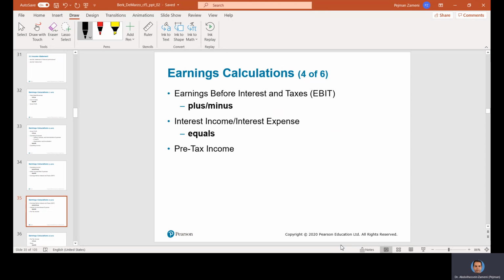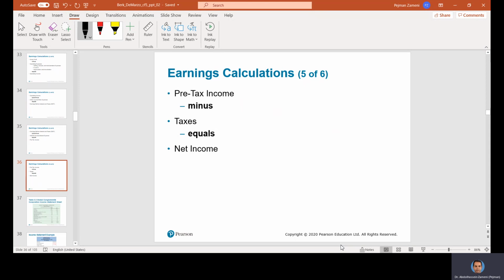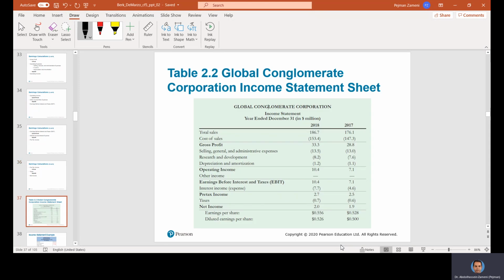EBIT plus or minus the interest income or interest expenses equals pre-tax income, or profit before tax, minus taxes equals net income, or profit after tax. That's an example. It starts from total sales or revenues and it goes up to net income. The net income divided by the number of the shares produces the earnings per share.